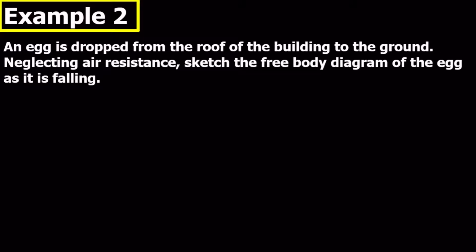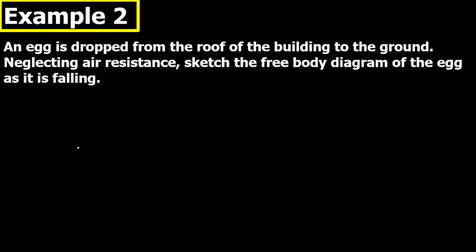Example 2: an egg is dropped from the roof of a building to the ground. Neglecting air resistance, thus neglecting the friction between the egg and the air, sketch the free body diagram of the egg as it's falling. At this point, I would like you to pause the video, get a pen and paper, and try to sketch it out, and then compare your solution to mine. Let's discuss this.